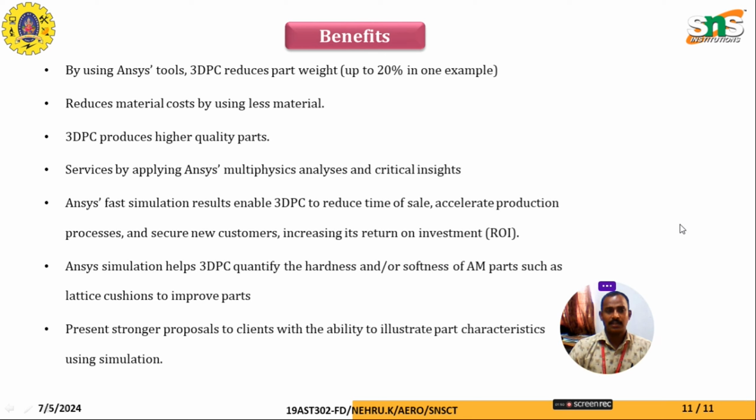When it comes to the benefits, there is a reduction of 20% of materials while maintaining the same strength and reducing part weight. Reducing the weight means material cost can be lower. This company produces high quality parts by applying ANSYS multiphysics analysis and critical insights. ANSYS fast simulation results enable this company to reduce time to scale, which accelerates the production process and secures new customers. ANSYS simulation helps this company qualify the hardware and software of the additive manufacturing process, such as lattice structures, to improve the parts. They can present a stronger proposal to clients with the ability to illustrate part characterization using simulation.